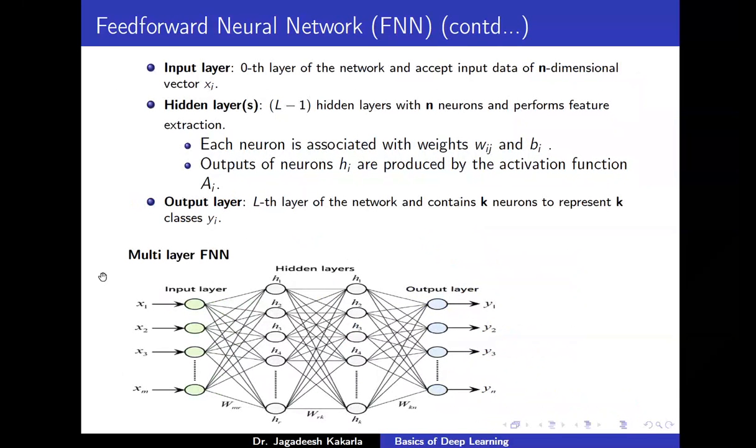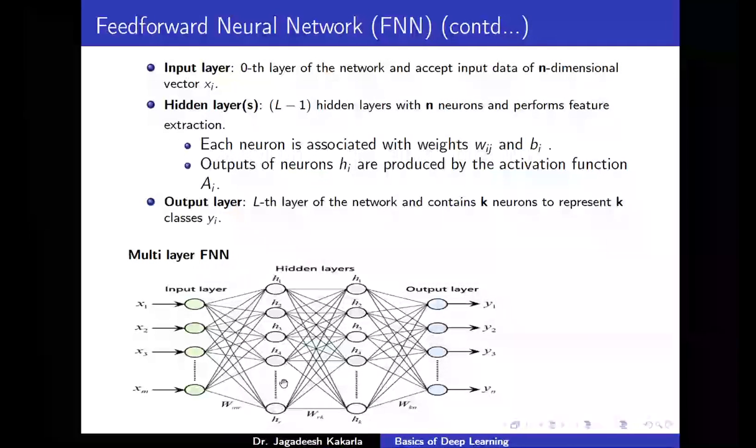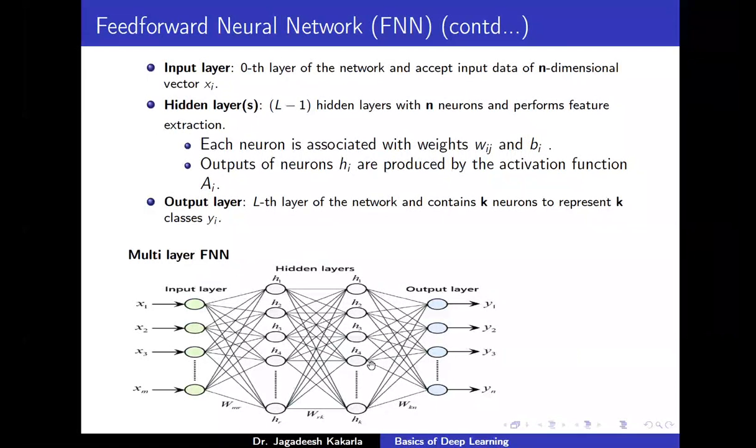So this is another example of the feed forward network where I have represented multiple hidden layers. This is hidden layer 1, this is hidden layer 2. So that is what I am saying. The 0th layer is the input layer and then you have the L minus 1 hidden layers and the Lth layer is the output layer. So this layer's output will act as an input to this layer and this layer's output will be given to the output layer.